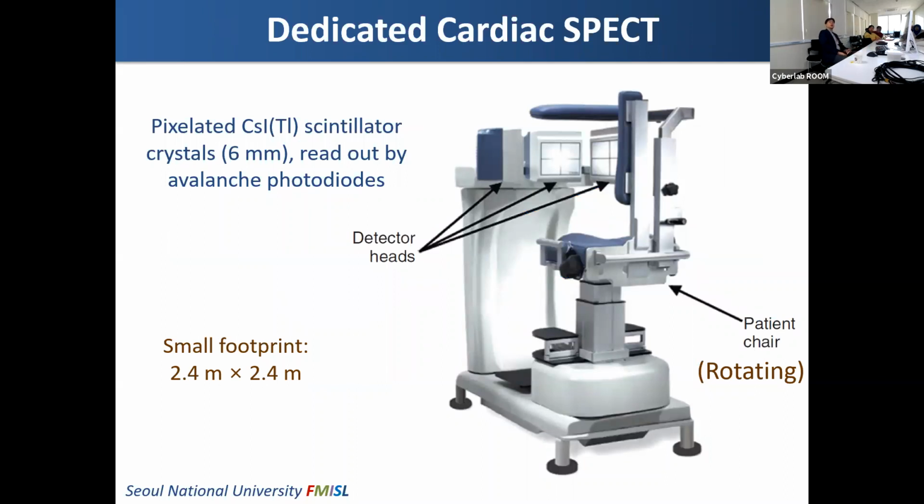Let me also show you some dedicated cardiac SPECT systems. As you know, myocardial SPECT scans are one of the main applications of SPECT. That is why we have many cardiac SPECT scans, and why some hospitals use dedicated cardiac SPECT. This is one of the popular dedicated cardiac SPECT systems, in which we use a rotating chair for angular sampling of the images, and thallium-doped cesium iodide pixelated scintillation crystals are used in the scanner to yield better spatial resolution.